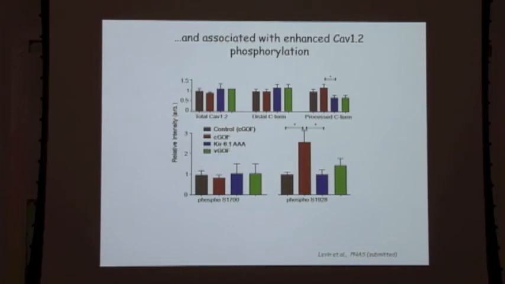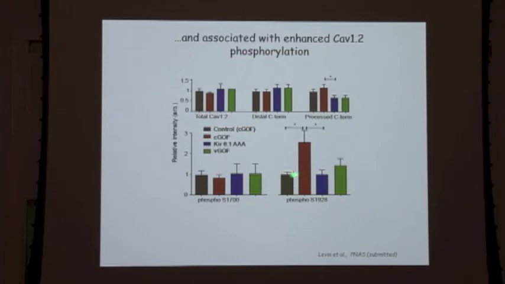The red one, if we look at phosphorylation of one particular residue, which is actually a controversial residue, it may be phosphorylated by PKA or PKC, we see a big increase in phosphorylation in our gain of function animals.